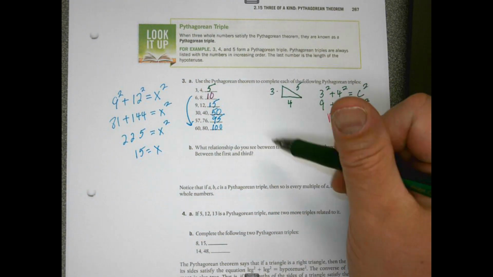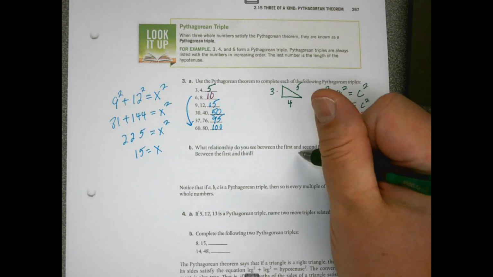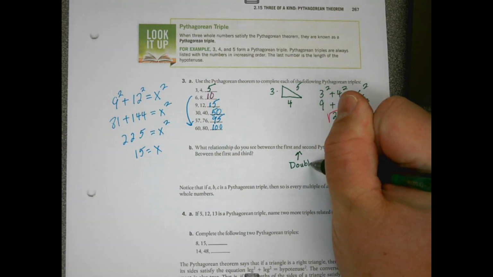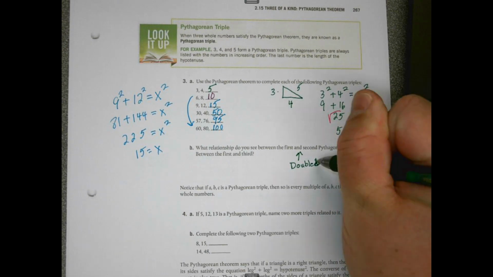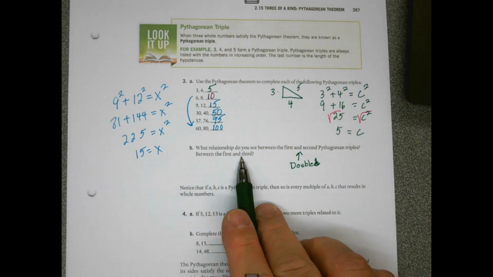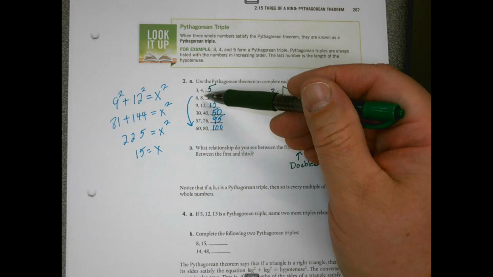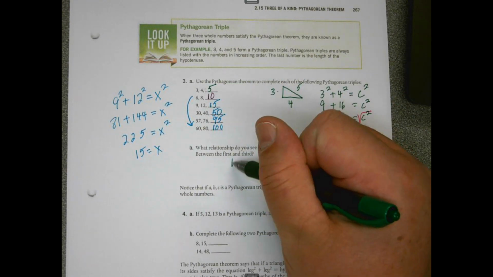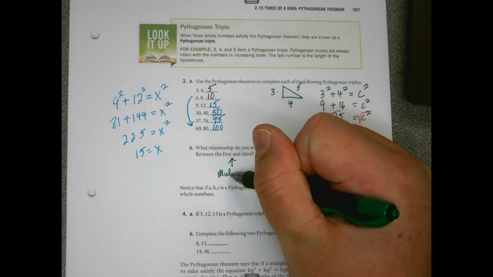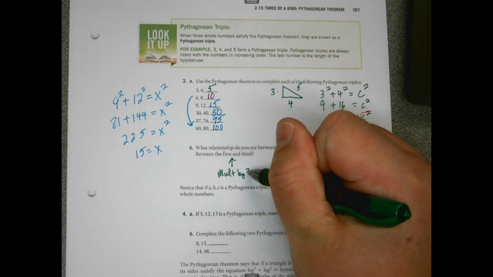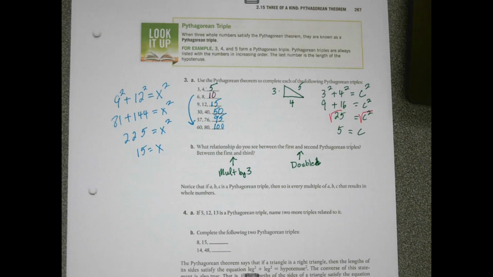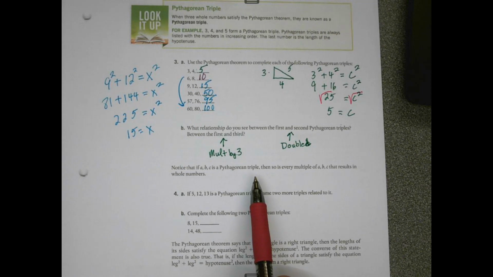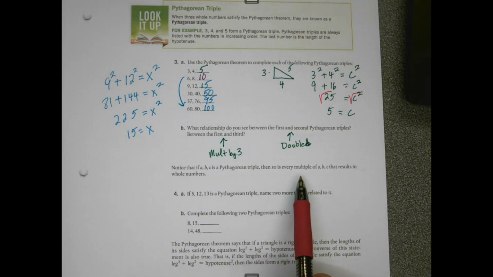Between the first and the third, it looks like we're multiplying everything by 3. So we're just looking for patterns. Notice that if A, B, and C is a Pythagorean triple, then so is every multiple of A, B, and C that results in whole numbers. So that was the pattern. Double, I just multiply by 2. So that's our pattern.